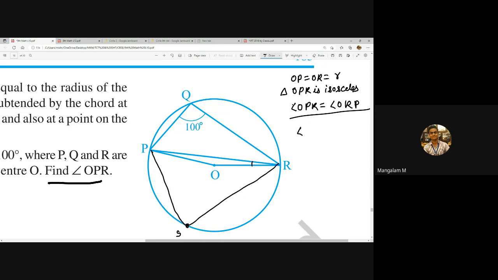So from this you can say angle Q and angle S, these are the opposite angles of a cyclic quadrilateral, so it will be 180 degrees, right? So angle S will be 80 degrees. And now you can see that PR is a segment, and from this segment there is an angle at the center and an angle at the circle. The angle at the circle is 80 degrees, so the angle at the center will be 80 into 2, 160 degrees.